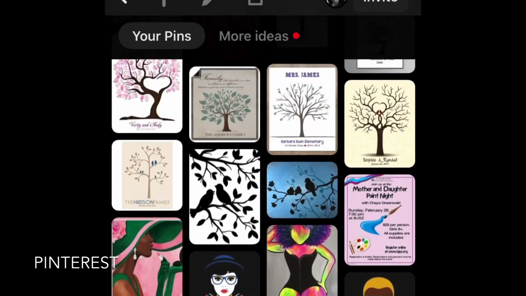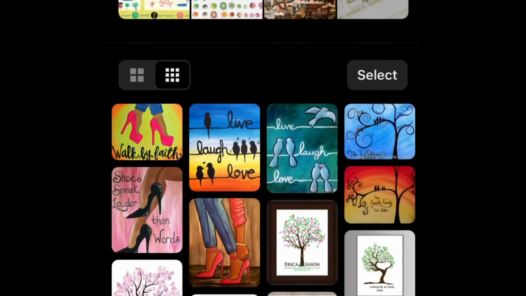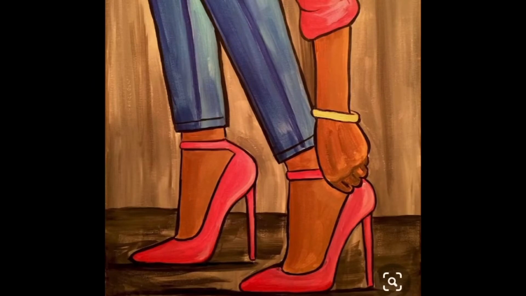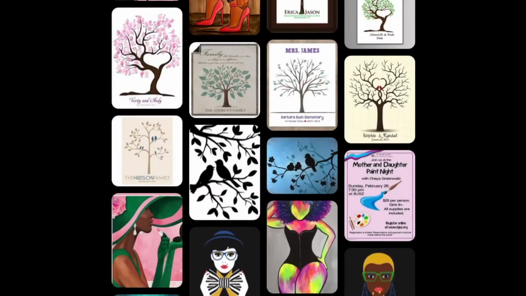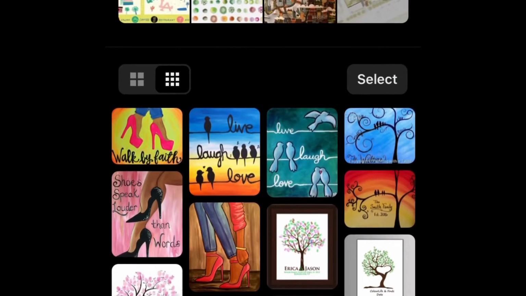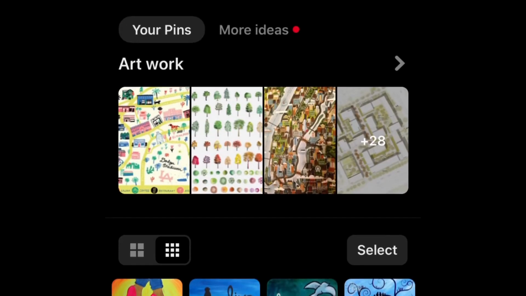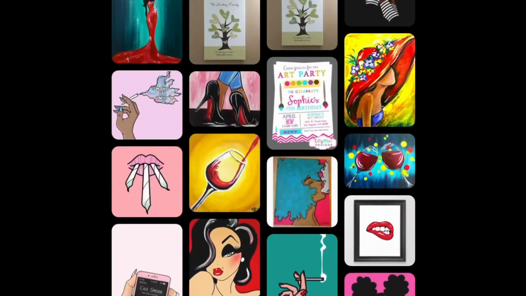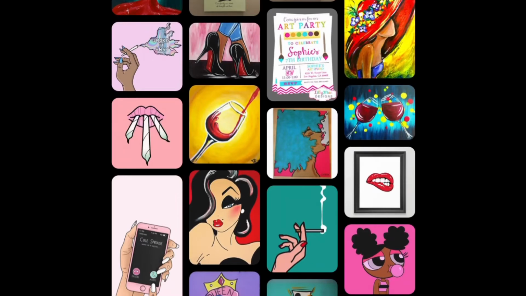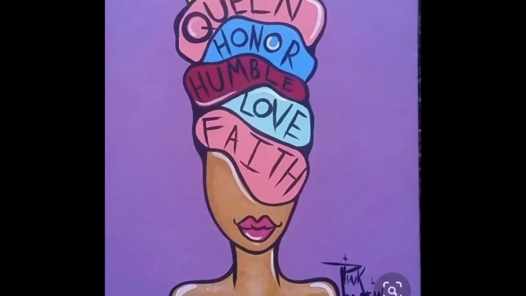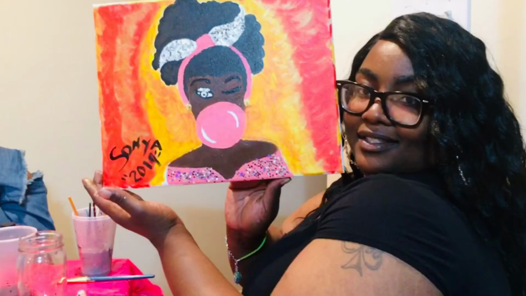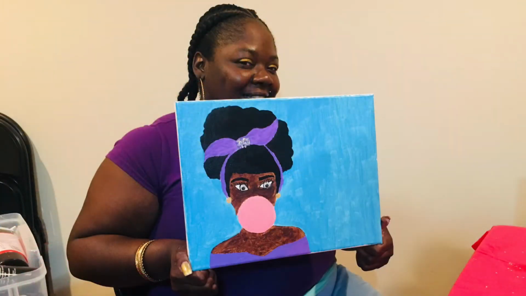And note, I am not the artist of these images, nor do I claim to be, nor do I own a paint and sip business. I use the images for family and friend bonding activities. So here's one of my events I had at my home with family and friends.